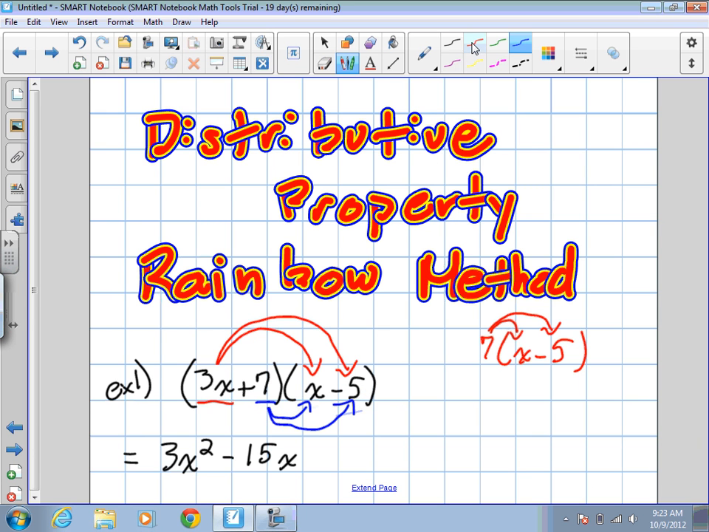So, same idea. What is 7 times x? Positive or negative? Good. Positive 7x. And what is 7 times negative 5? Negative 35. Okay? So again, in many of your questions, it'll say, please expand and simplify. This is the expanding part. Okay? If you notice, the question got much larger. We dropped all the brackets, and we've expanded this question.